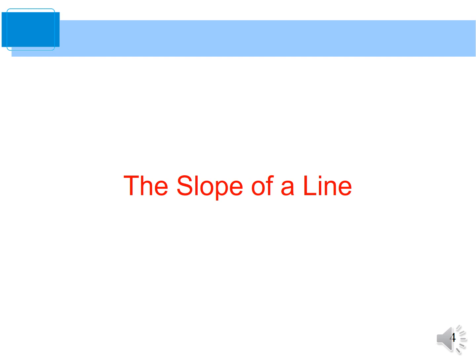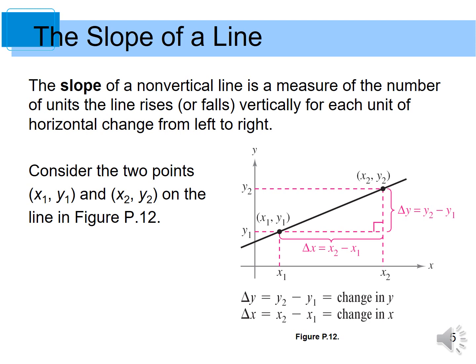The slope of a line. The slope of a non-vertical line is a measure of the number of units the line rises or falls vertically for each unit of horizontal change from left to right. Consider the 2 points x1, y1 and x2, y2 on the line.